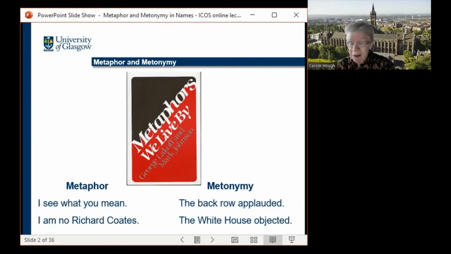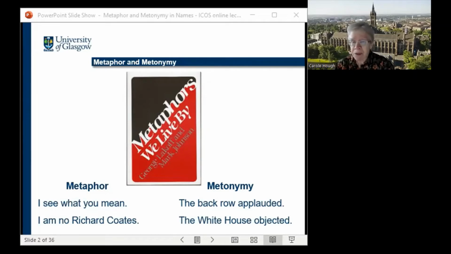Briefly and simplistically, metaphor is where one concept is understood in terms of another, as in the phrase, "I see what you mean," where the concept of understanding is understood in terms of seeing. Metonymy is where one concept stands for another, as in the phrase, "The back row applauded," where the back row stands for the people sitting in the back row. In linguistic terms, metaphor is where the two concepts belong to different domains or areas of experience, while metonymy is where they both belong to the same domain. In the back row example, the domain of a theatrical performance, or possibly an in-person lecture.